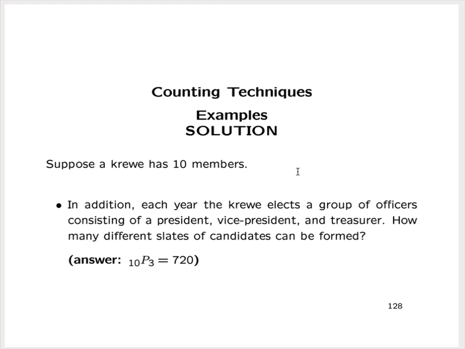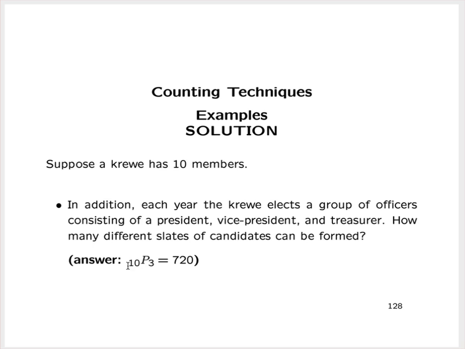Now, in addition, each year the crew elects a group of officers consisting of a president, a vice president, and a treasurer. And so how many different slates of candidates can be formed? Now, in this problem, order does matter because the people hold different positions in terms of the offices. And so we're not looking at combinations here, we're looking at permutations. This is an arrangement of 3 people taken from a larger group of 10 people, and the arrangement would correspond to the different positions: the president, vice president, and treasurer.